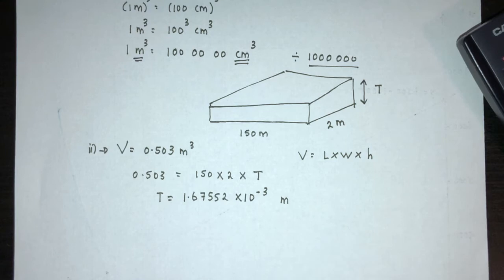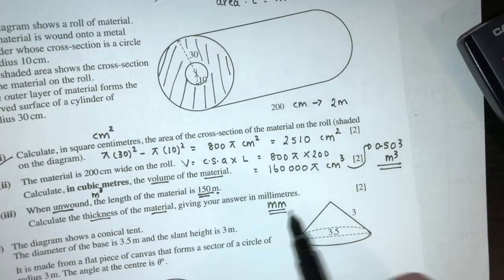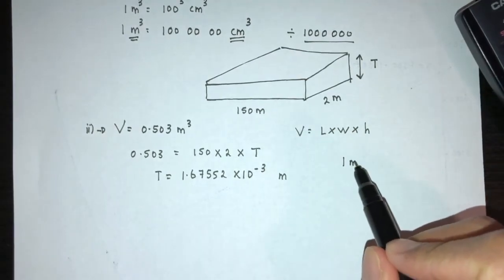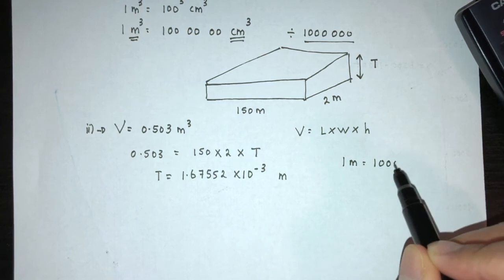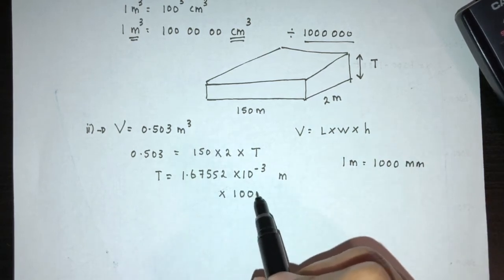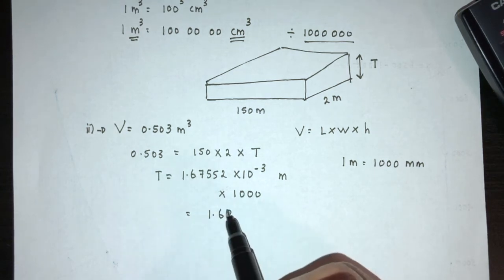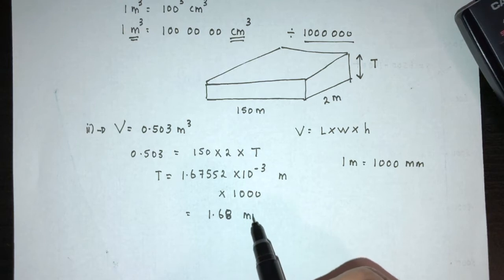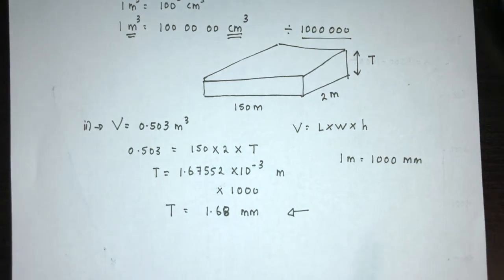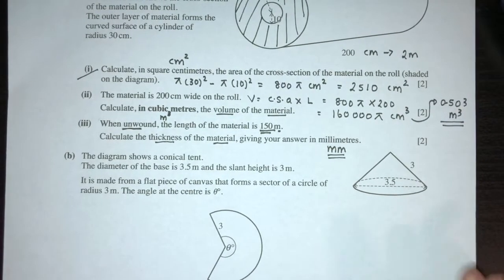But now you want to give your answer in terms of millimeters. So how do you convert meters to millimeters? 1 meter is equal to 1000 millimeters. So we have to multiply by 1000. So you will have 1.68 as your answer for the thickness in terms of millimeters. That will be part 3 of the question. So your answer will be 1.68.